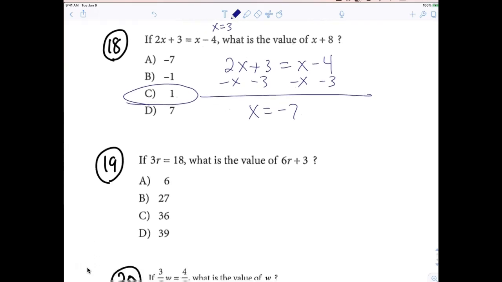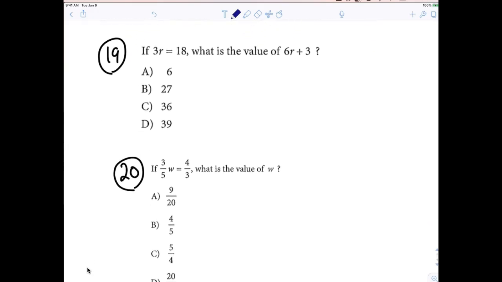Very smart. All right, Carly, you're on 19, please. Yeah, so now what? Now we're trying to figure out what 6R plus 3 is. So the first thing I have to do is figure out what R is. So if 3R equals 18, how do I figure out what R is? Yay, very good job, girl. R equals 6. Okay, now we figured out what R equals. Now you have to tell me what 6R plus 3 is.